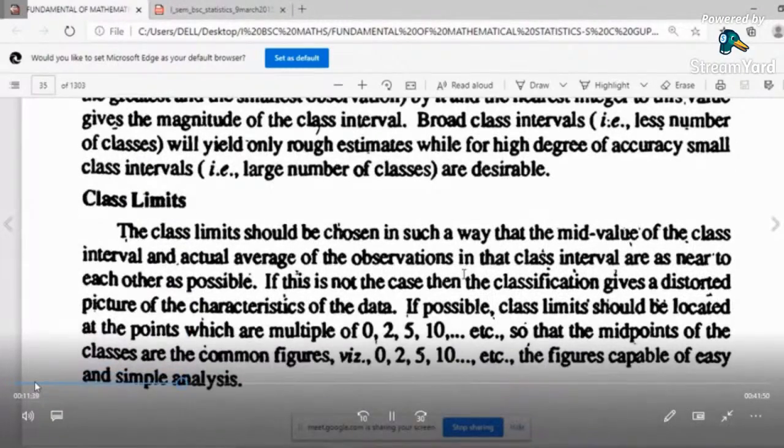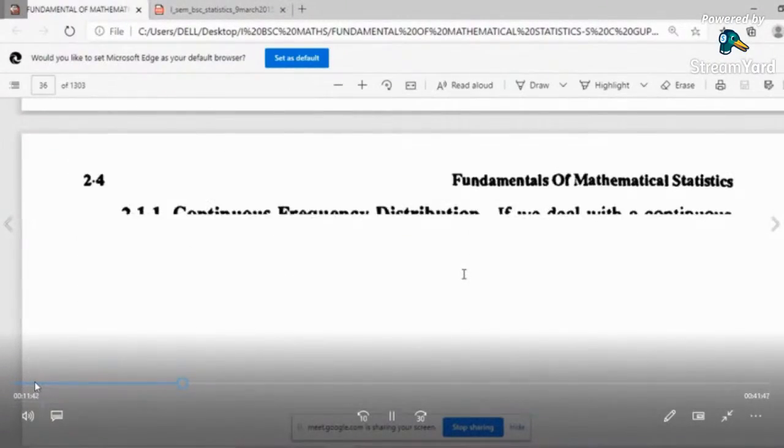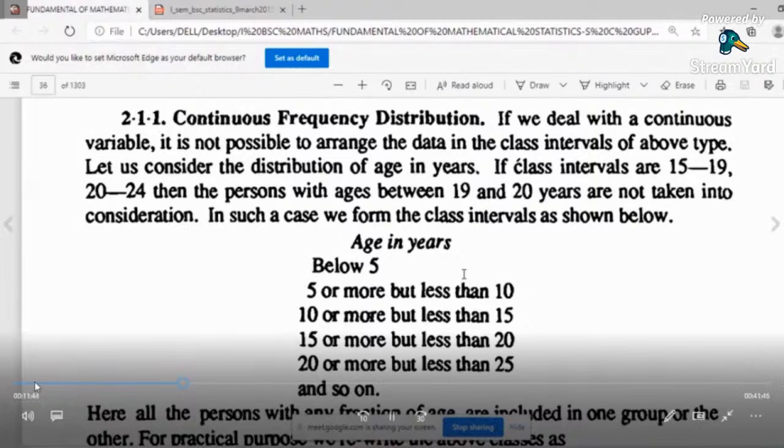So this is called an example of continuous frequency distribution. Suppose we are considering age or marks, then we can represent the frequency distribution of that type of continuous variable. So look at this example. If we deal with a continuous variable, it is not possible to arrange the data in the class intervals of this kind. So let us consider the distribution of age in years.